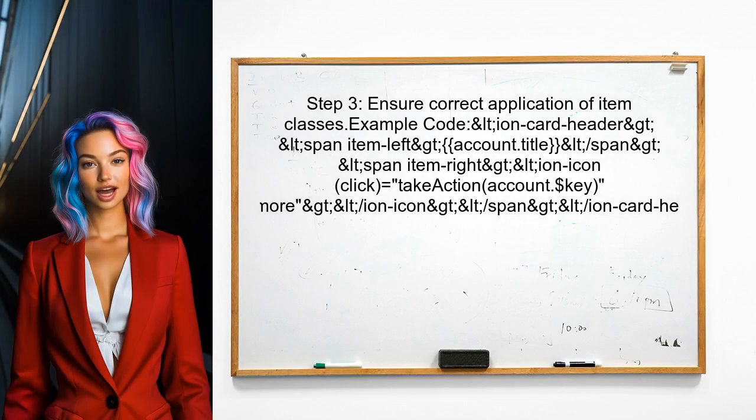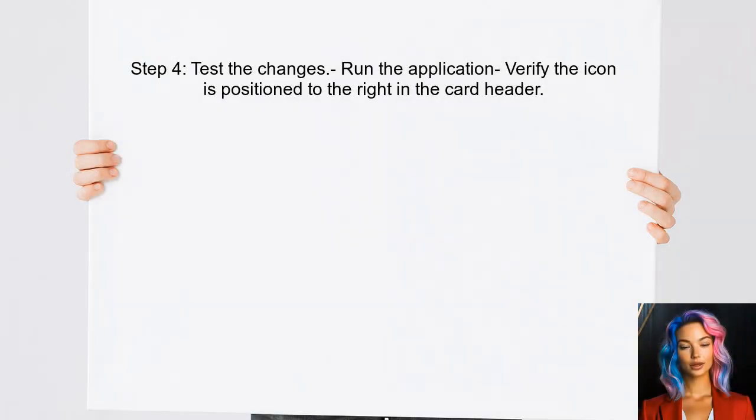Now, the user should ensure that the item left and item right classes are correctly applied. This will help in distributing space between the title and the icon. Finally, the user should test the changes by running the application. They can check if the icon now appears on the right side of the card header as intended.